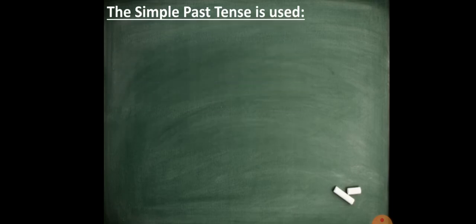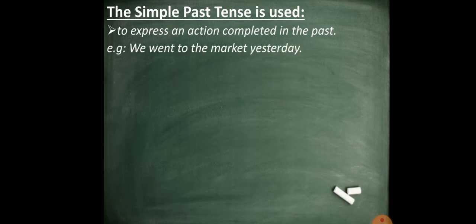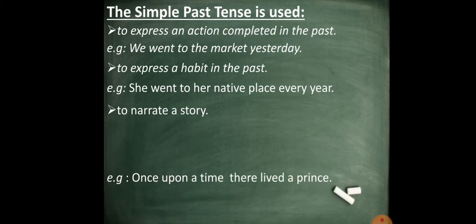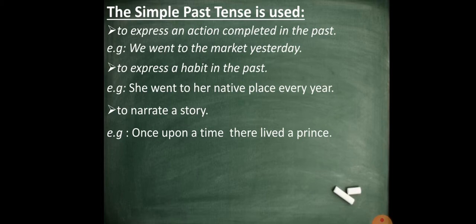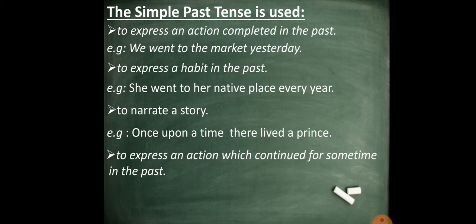The simple past tense is used to express an action completed in the past. For example, we went to the market yesterday. It is used to express a habit in the past. For example, she went to her native place every year. It is also used to narrate a story. Example, once upon a time there lived a prince. It is also used to express an action which continued for some time in the past. For example, I stayed in England for 5 years.